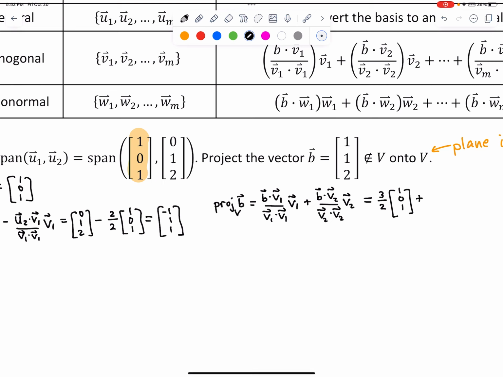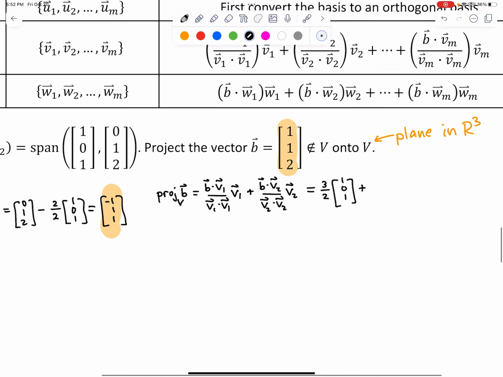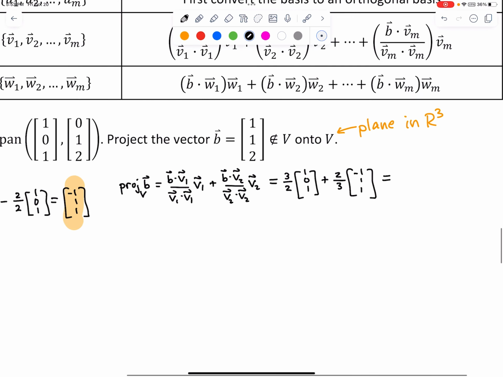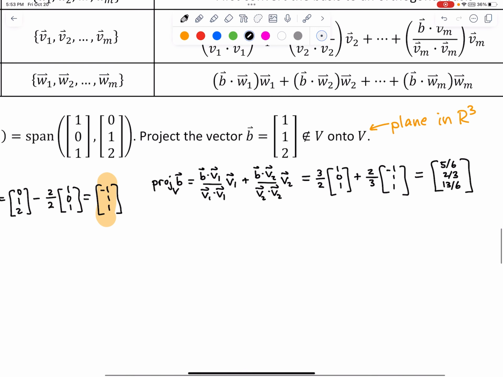Plus, now we're going to dot vector B with vector v2. v2 is this vector here. So dot the 2 currently highlighted vectors. We're going to get -1 plus 2, which will give me 2. And then we're going to dot v2 with itself, and v2 is currently highlighted. Dotting that vector with itself, we have 1 plus 1 plus 1. We get 3. And then we'll multiply by v2. And then calculating the result of this linear combination of vectors, we get the final vector of (5/6, 2/3, 13/6). And this is our projection vector.